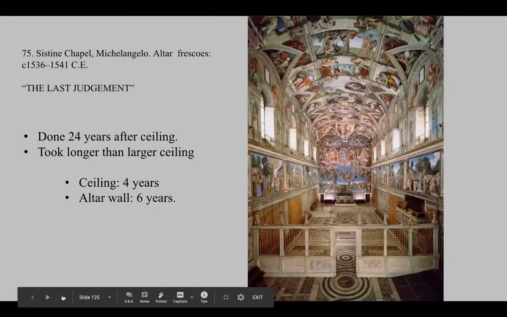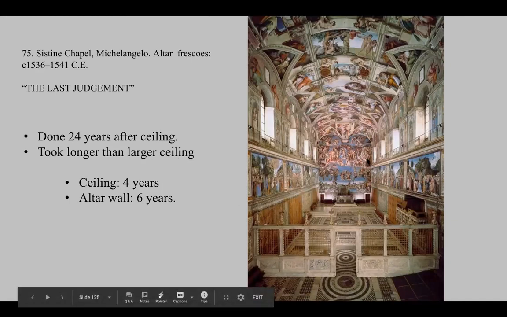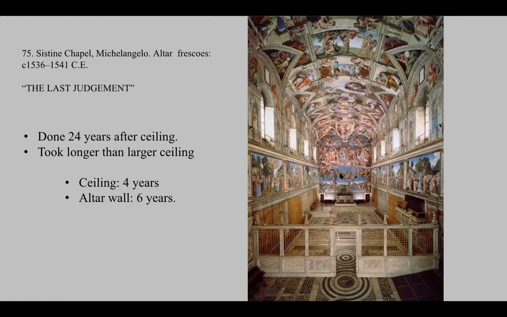Right? So the ceiling took about 4 years to paint. The back wall was done 24 years after. So Michelangelo, after being really irritated for 4 years of painting like this, got called back to paint the back wall for Leo III. Julius is dead by now. And the altar area took 6 years to paint. So this much smaller back wall took him longer, probably because he was doing other things, but also he was a lot older as well.